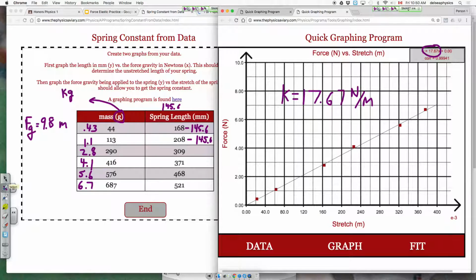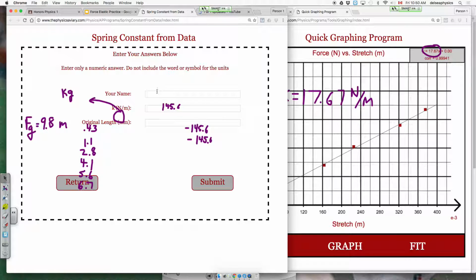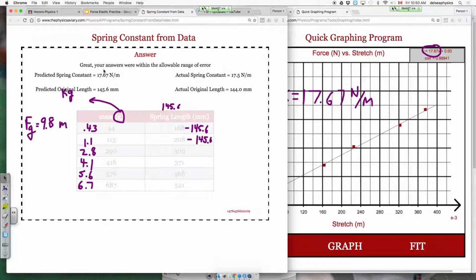Okay, to test whether or not I did everything right, I come back over here. I put in my name. I put in the spring constant. And I put in the original length. If all went well when I hit submit, I'll get a message telling me it was good. It'll show me the correct values, and it will show you the values that I typed in.